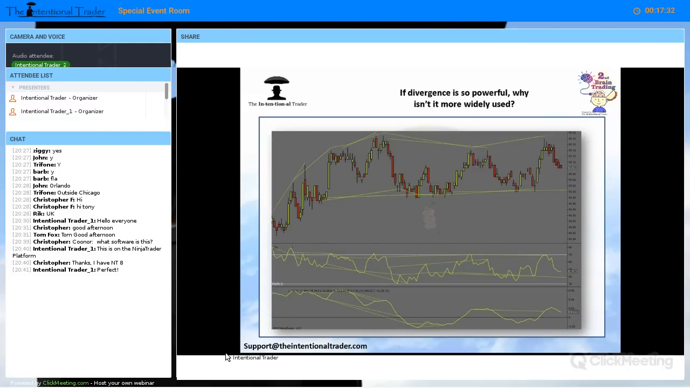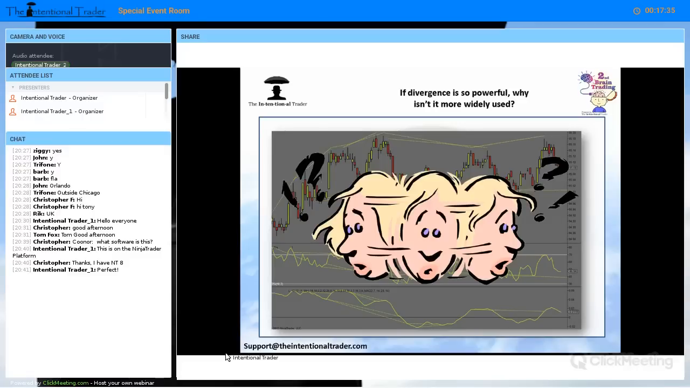So why don't we use it more? Typically, it's been extremely difficult to train yourself to see and understand divergence. There are all different kinds of divergences. They all work the same way, though. They all give you the same results. You want to know when price and momentum are going in different directions. And when they are, you're going to figure that price is going to follow that momentum.